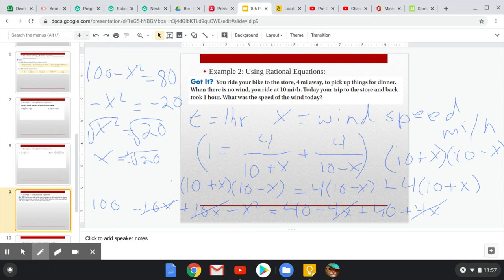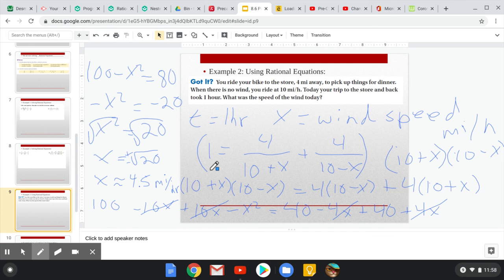It's plus or minus. However, if we look at our physical situation, we're talking about wind speed, and it doesn't really make sense to have negative wind speed, so we're not going to worry about the minus case. We're just going to use the plus case because our situation doesn't allow for a negative case. So we're just going to have one answer, the positive square root of 20. So x equals, the square root of 20 is approximately 4.5 miles per hour. So the wind speed is approximately 4.5 miles per hour.